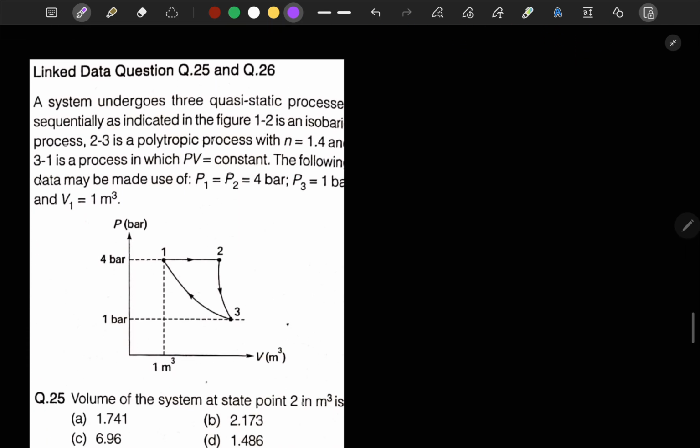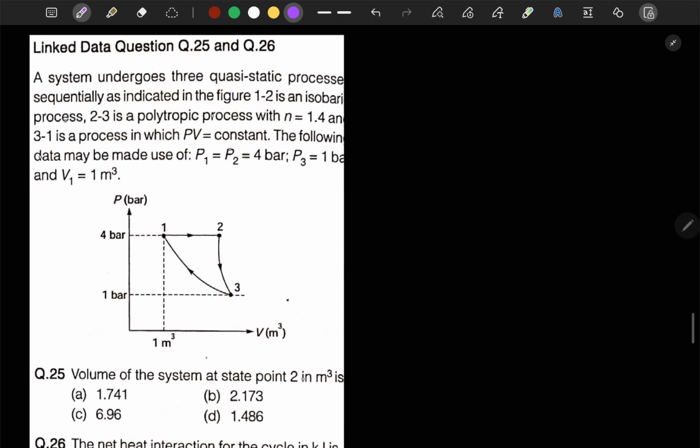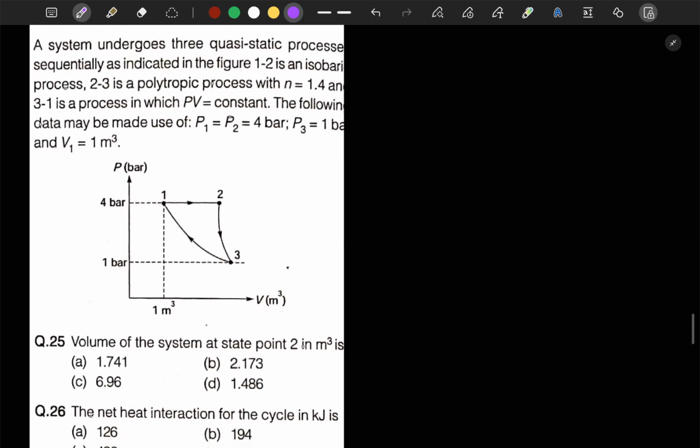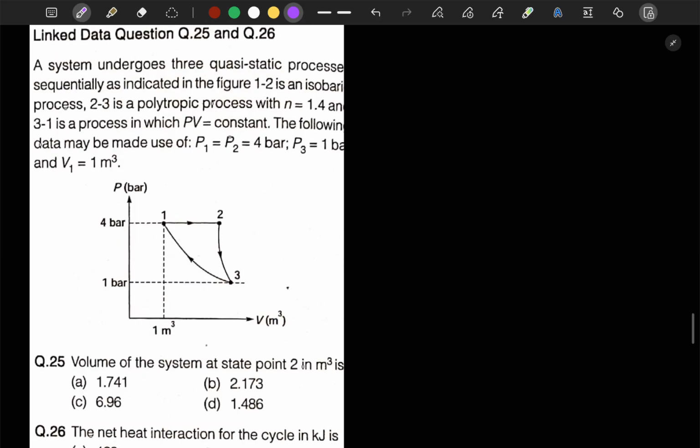Next, this is a linked data question. A system undergoes three quasi-static processes subsequently as indicated in the figure. 1-2 is an isobaric process, 2-3 is a polytropic process with n is equal to 1.4, and process 3-1 is isothermal.